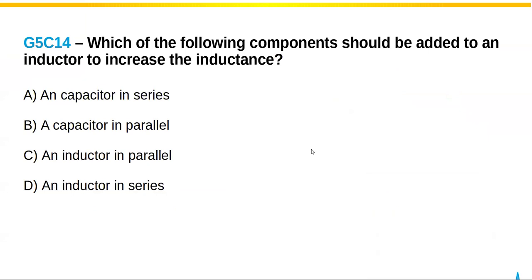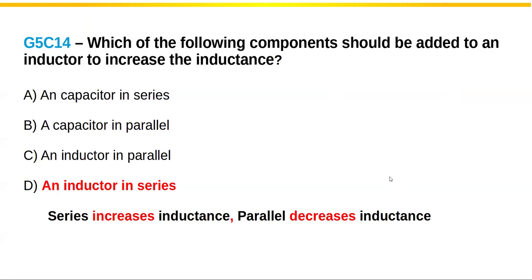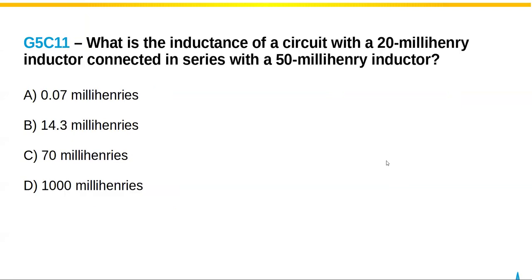I'm getting double clicks. Which of the following components should be added to an inductor to increase the inductance? So let's say I had a 10 microhenry inductor, and I want to get 12. What do I do? Put it on in series. Inductors in series, it's the Delta.